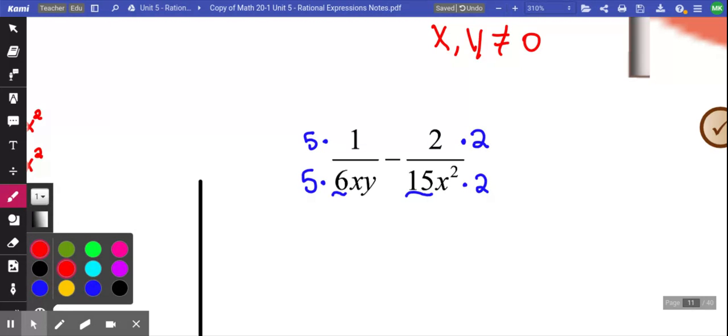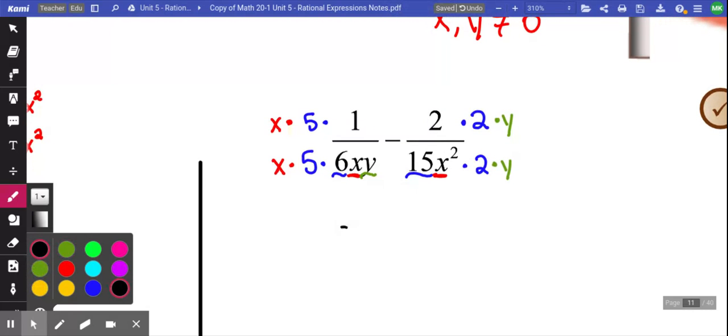I then move on to my letters. I have an x on the bottom, an x squared on the bottom over here. That means I need to turn the first one into an x squared somehow. I do that by multiplying by x. And what I do to the top, I do to the bottom. Then I'm going to look at the y's. The first fraction has a y. The second denominator has no y's. So I need to multiply it by y, bottom and top.